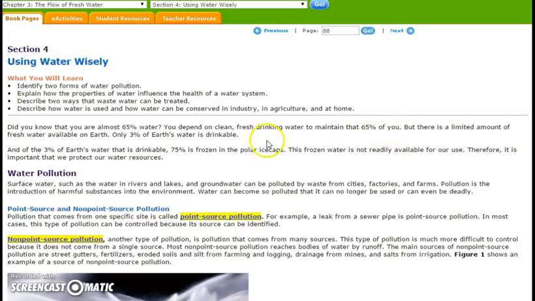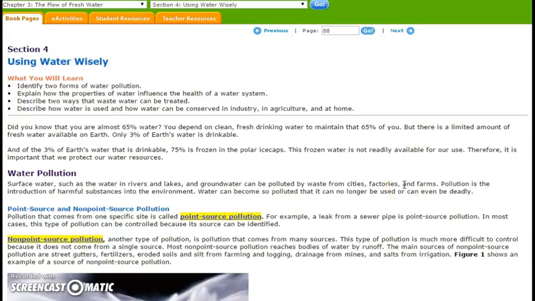But there is a limited amount of fresh water on Earth. Only 3% of Earth's water is drinkable. The rest is in oceans. And of that 3% of the drinkable water, 3/4 of it is frozen at the poles. So that leaves us with a tiny percentage that we can actually use.